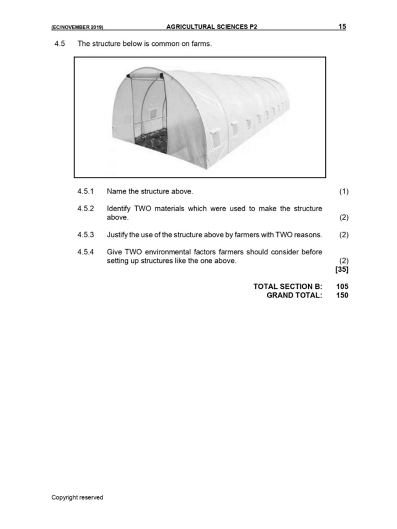So what materials are usually used to make this kind of structure? Just any two materials. Then justify the use of the structure above by farmers with two reasons. Only two reasons. Why is it used? Give two environmental factors farmers should consider before setting up this structure. So, what should farmers consider? They may want to consider wind. They may want to consider the supply of water because a greenhouse will need water, right? They may also want to consider the issue of temperature, the issue of topography.